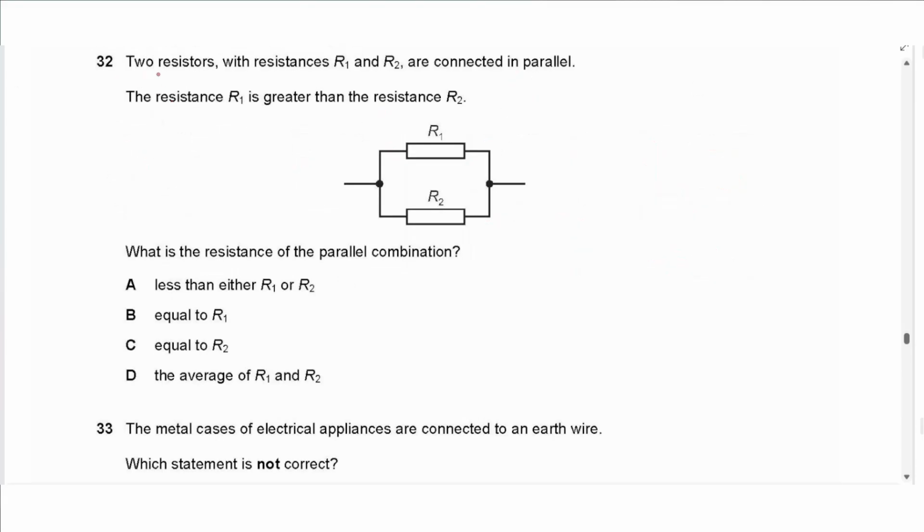Question 32 says two resistors with resistances R1 and R2 are connected in parallel. The resistance R1 is greater than the resistance R2. What is the resistance of the parallel combination? Is it less than either R1 or R2, equal to R1, equal to R2, or the average of R1 and R2? So in parallel connection, the total resistance is less than the smallest resistance. So it would be less than either R1 or R2. So the answer here is A.